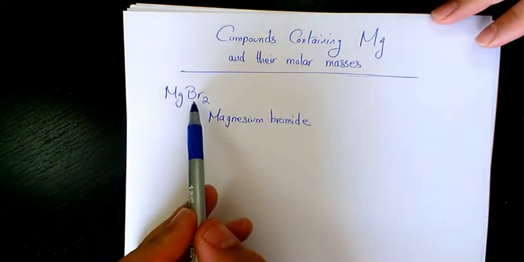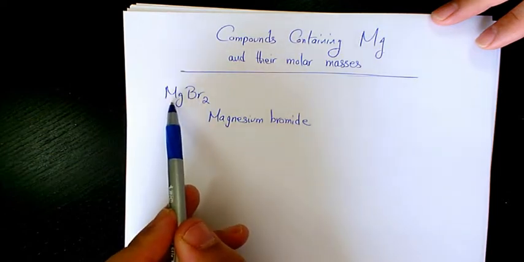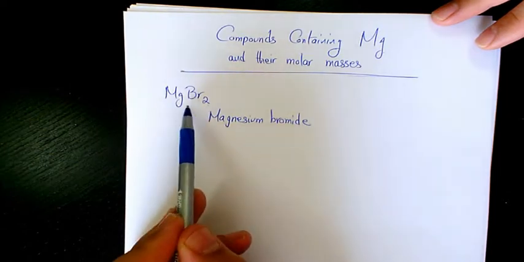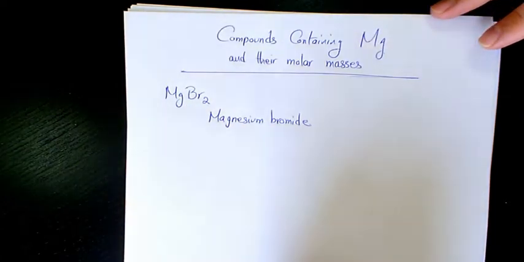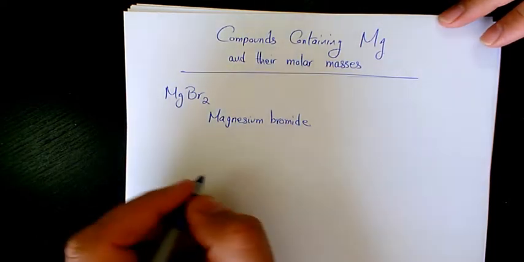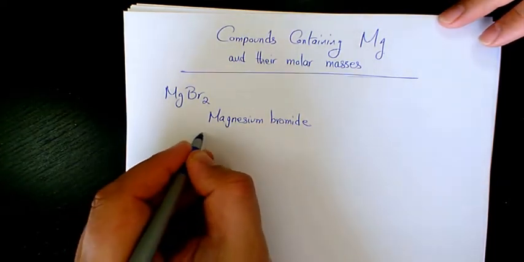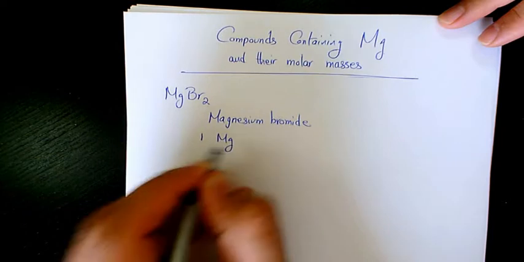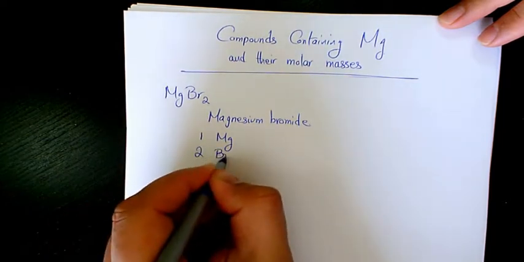The oxidation state for bromide is going to be -1 and Mg is +2, so that's why you see 2 in here and here is 1, but we don't write 1, so that's why we have just MgBr2, Magnesium Bromide. What is the molar mass? We have 1 atom of Mg and 2 atoms of bromine.